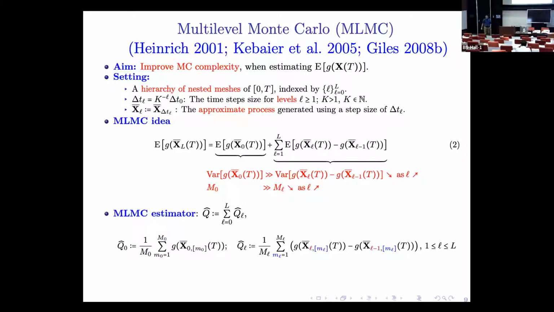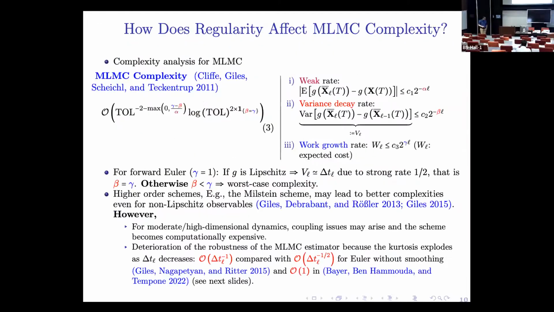I will not stop here too much because it has been introduced in many works, and the last talk of Abdu was also explaining this. So, how does the regularity affect the multi-level complexity? This has also been discussed by Abdu. Here we go back to the complexity theorem of the multi-level Monte Carlo method.